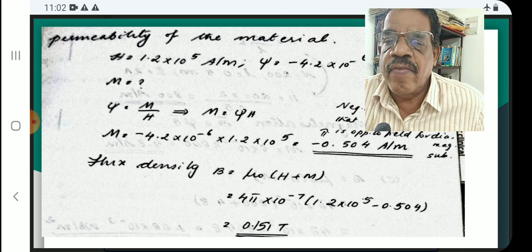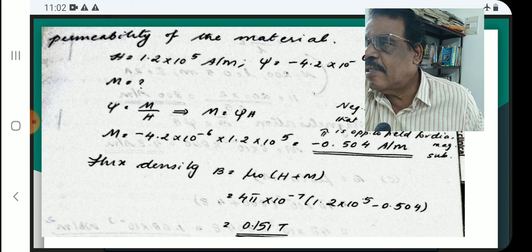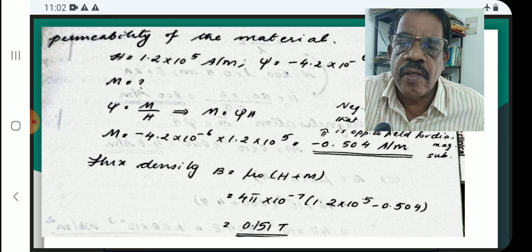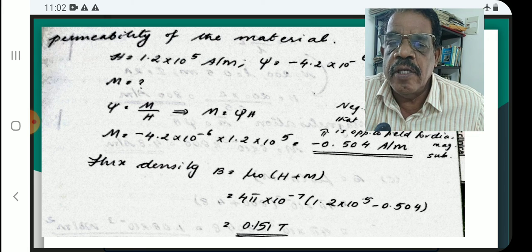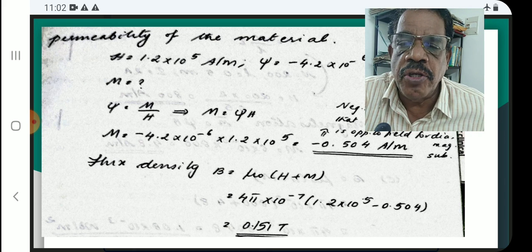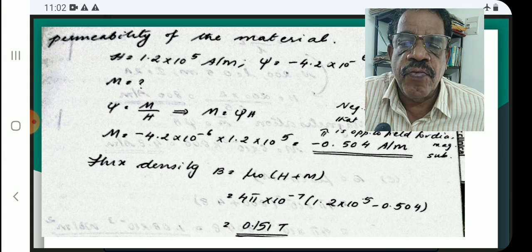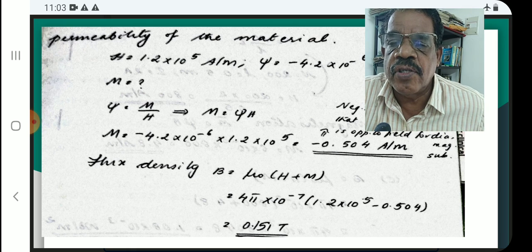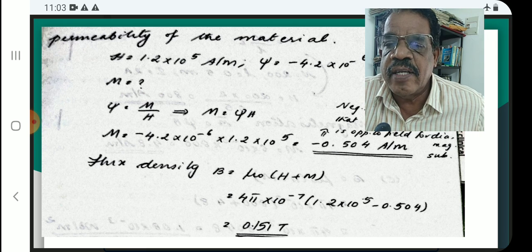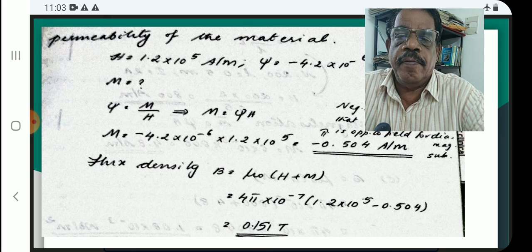Now we can see flux density. Flux density B is equal to mu 0 into H plus I, or H plus M. Magnetization we also write using symbol M. Therefore B is mu 0 into H plus M, that is 4 pi into 10 raised to minus 7 into 1.2 into 10 raised to 5 minus 0.504, which we have calculated. The answer is 0.151 Tesla. That is the flux density of the material.